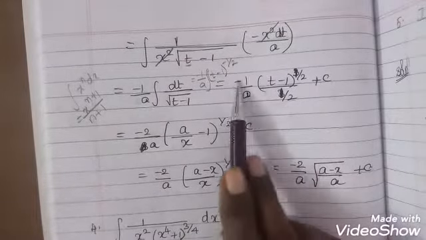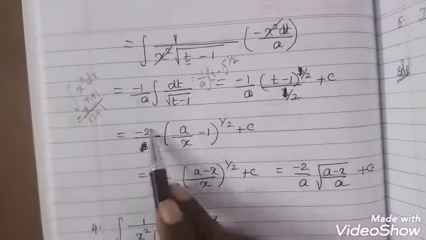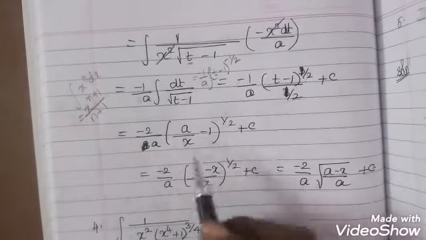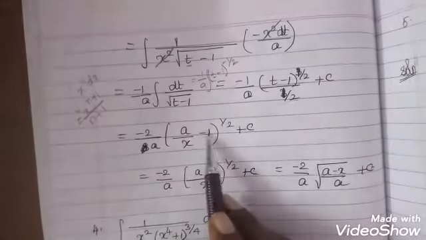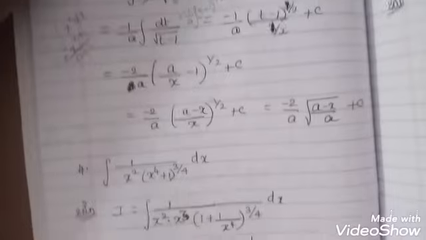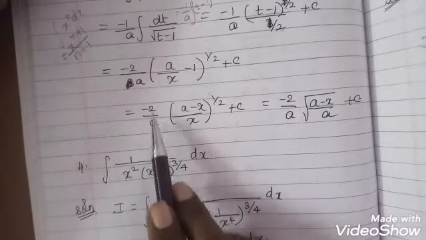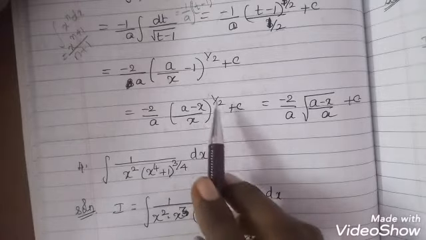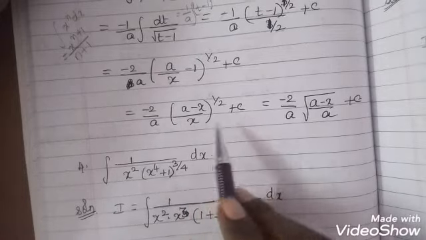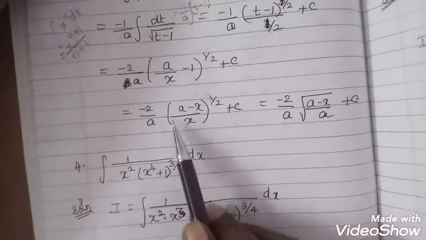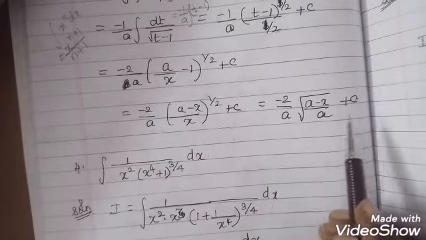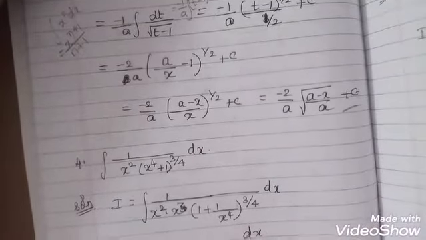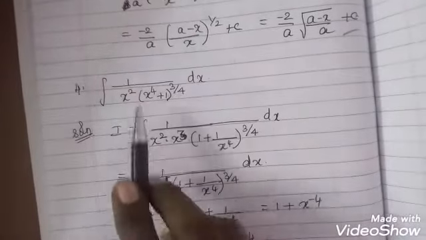So here in this case it goes to the numerator. It's minus 2 by a. What's the value of t here? It's a by x minus 1 the whole power 1 by 2 plus a constant. So you have it as minus 2 by a. When I cross multiply, it's a minus x by x the whole power 1 by 2 plus a constant. So it's minus 2 by a into square root of a minus x by a plus a constant. Got it? Yes.